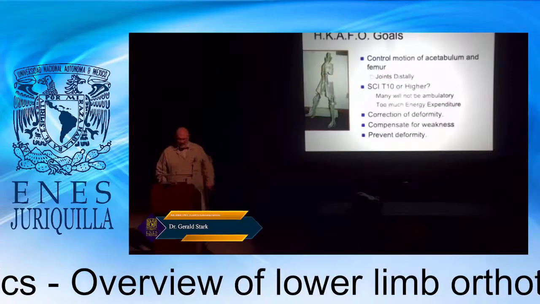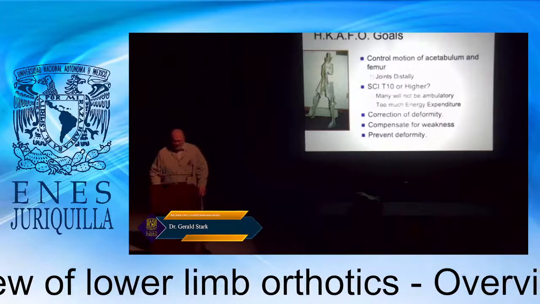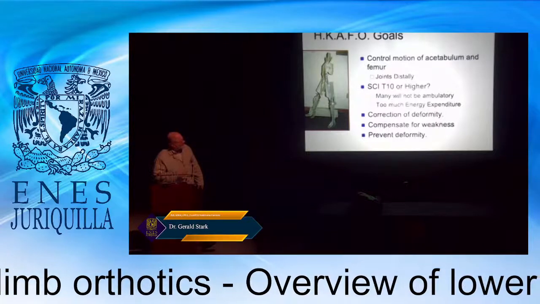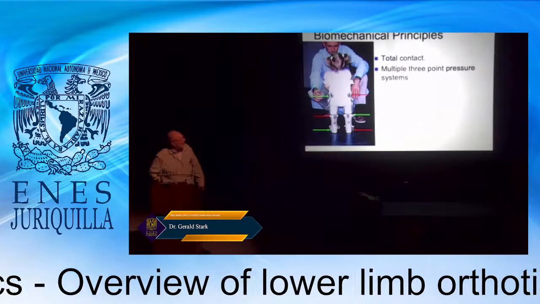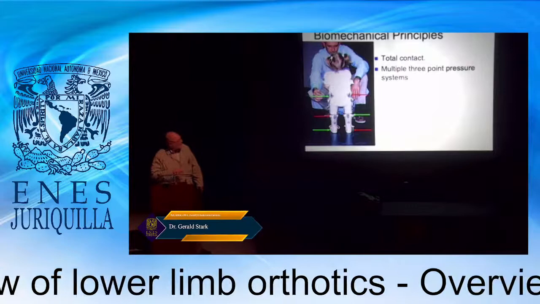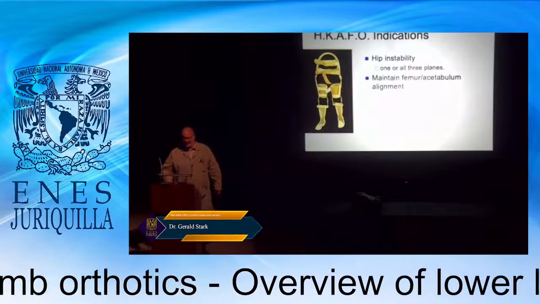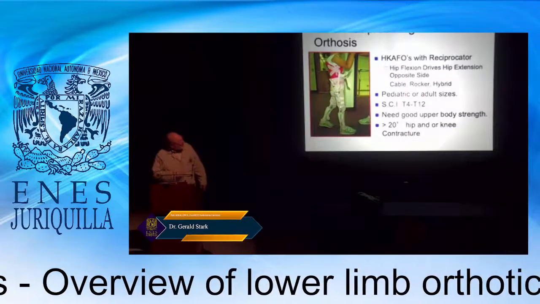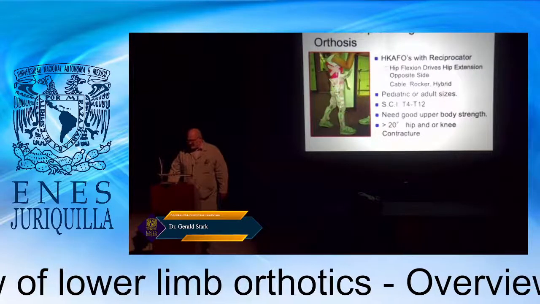Then finally, we come to HKAFOs, and sometimes these are a little bit controversial because do they really necessarily work? We're looking at correcting the deformity and compensating for weakness, but also allowing for biomechanical mobility. This is a small child with spina bifida that's wearing an RGO, or reciprocating gait orthosis, and that is attached to the HKAFO to allow mobility and standing. Many times these are only used for children, although adults can also use them as well.